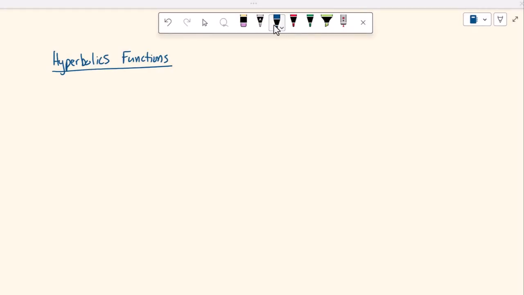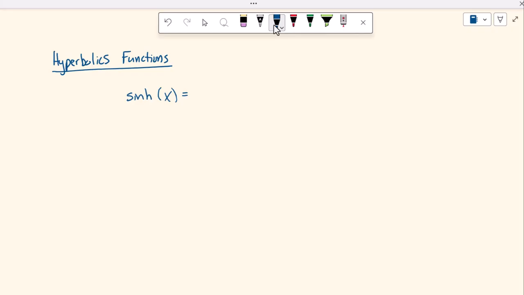We're adding a new set of functions to your toolkit. So same derivatives, same integrals like we've always talked about, we're just adding one more set of functions. We're going to be working with hyperbolic functions. The first one is called the hyperbolic sine, S-I-N-H, and it's pronounced sinh.